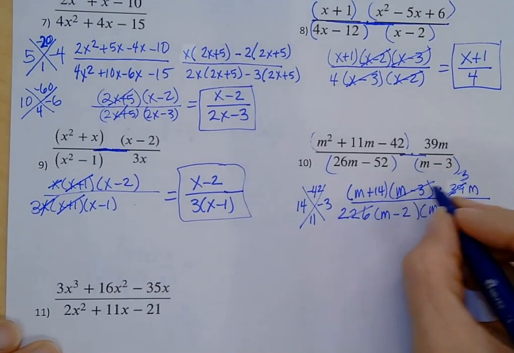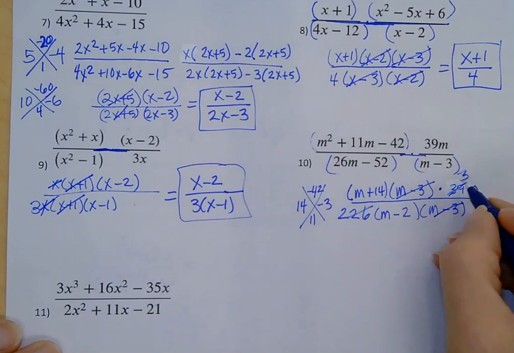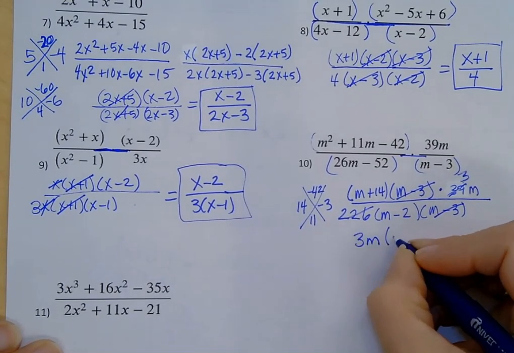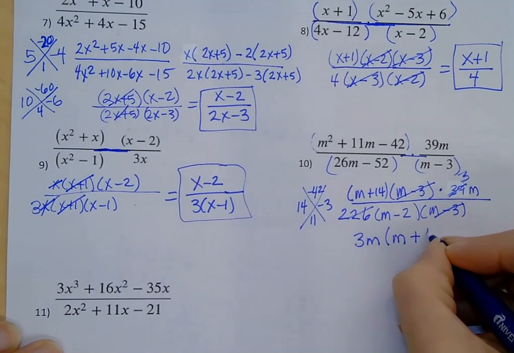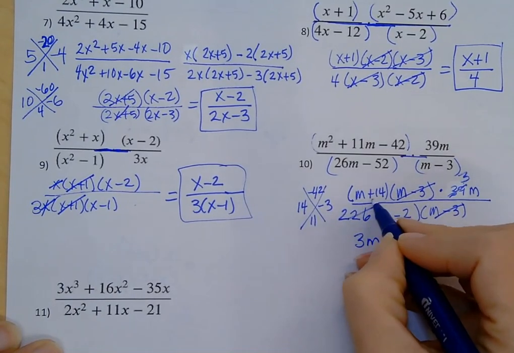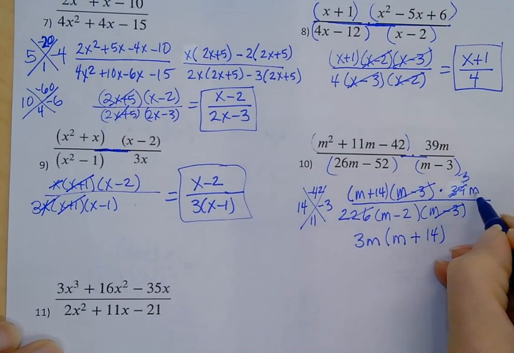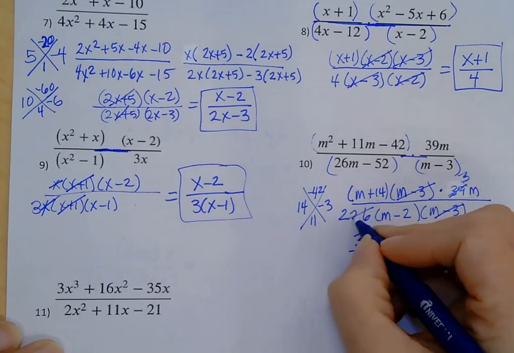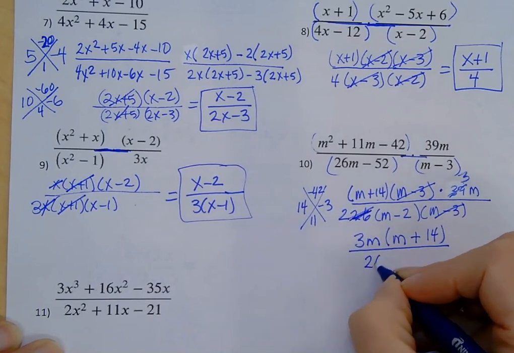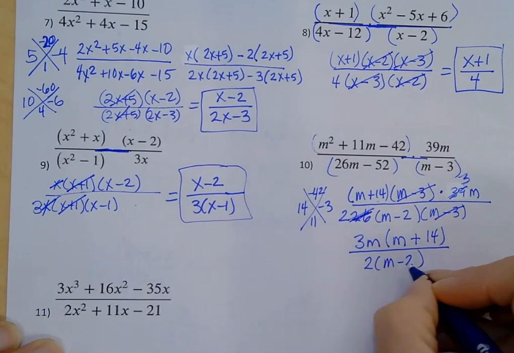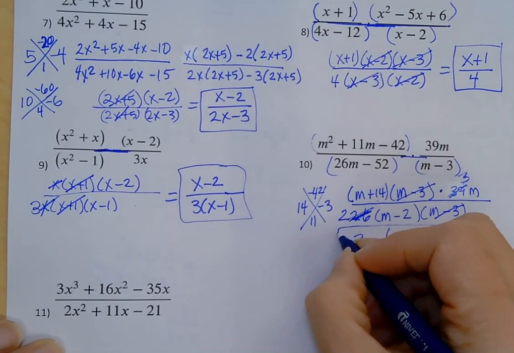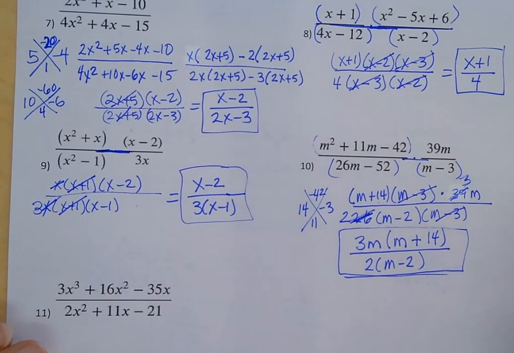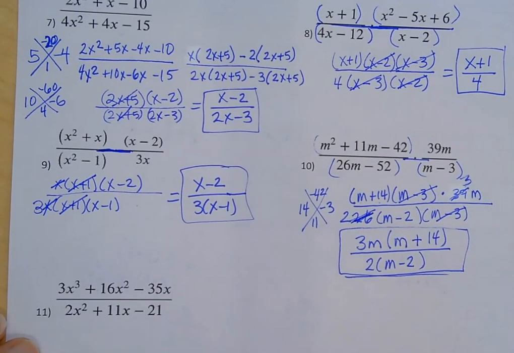So what I'm left with is m plus 14 times 3m, but I want my monomial first. So 3m times m plus 14, right? I had m plus 14 and I had 3m. My denominator is 2 times m minus 2. So that is my final answer, 3m times m plus 14, all over 2 times m minus 2.